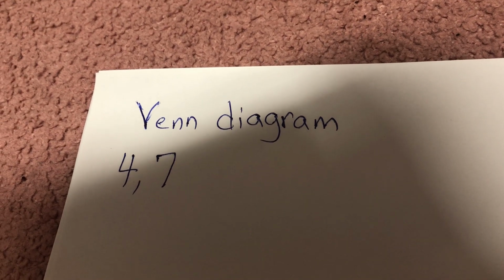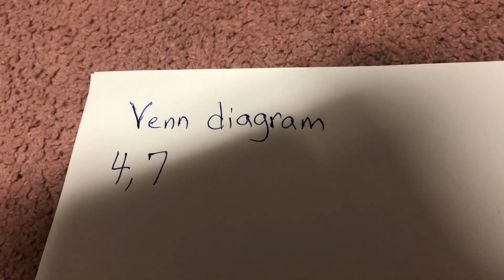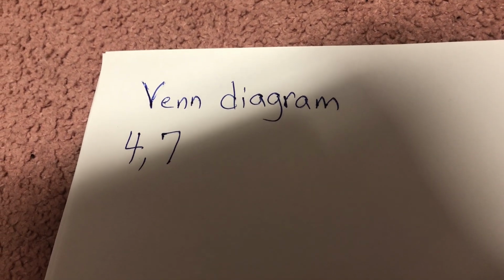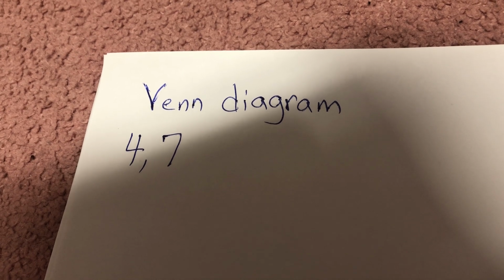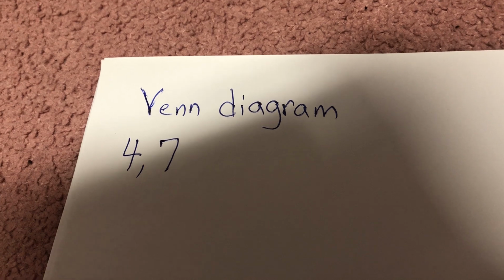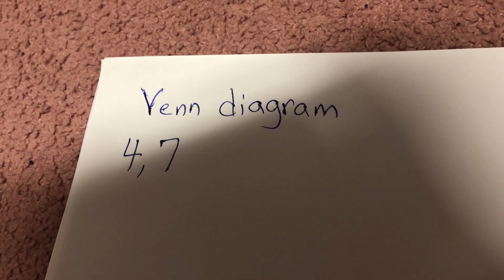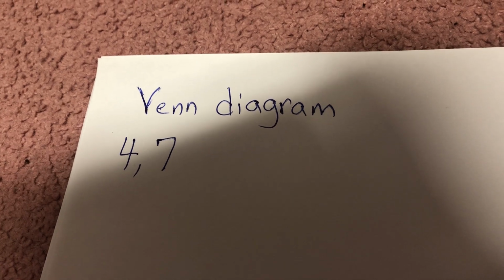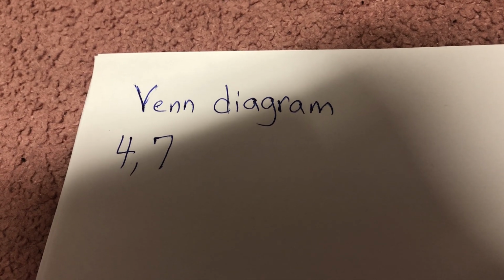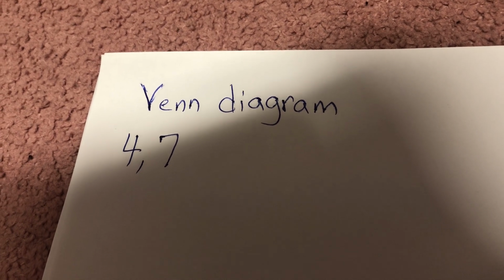Now, remember yesterday, factors were numbers that could go into another number. Like in our example, we talked about the factors of 10. Well, 1 can evenly go into 10. 2 can evenly go into 10. 5 can evenly go into 10. And 10 itself can evenly go into 10. So 1, 2, 5, and 10 were all factors of 10.